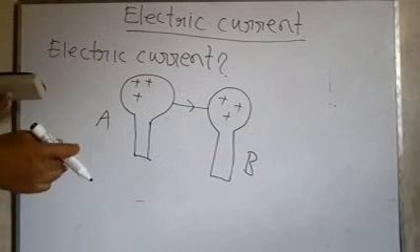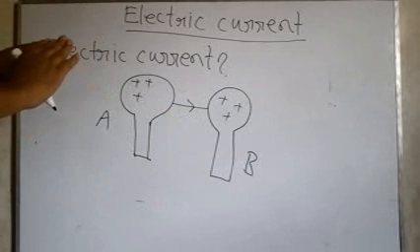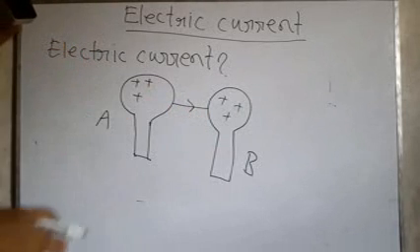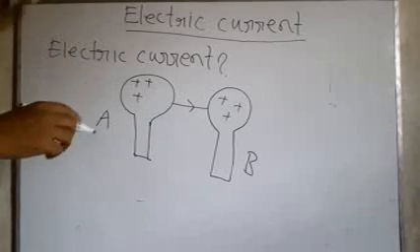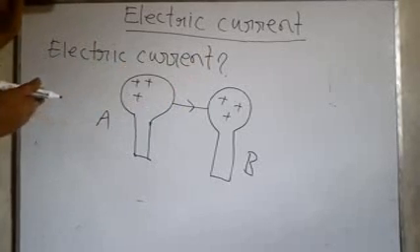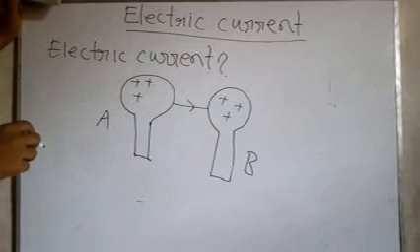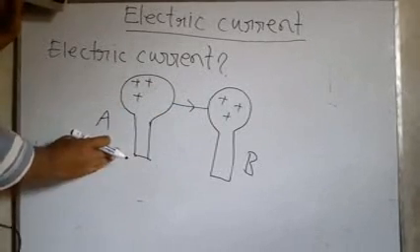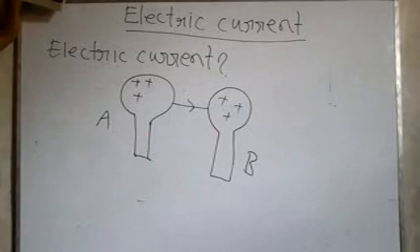And at a certain time, these two bodies will have the same potential. When these two bodies have the same potential, then there will be no flow of charge from A to B or B to A body. That is, there is no potential difference, there is no flow of charge.